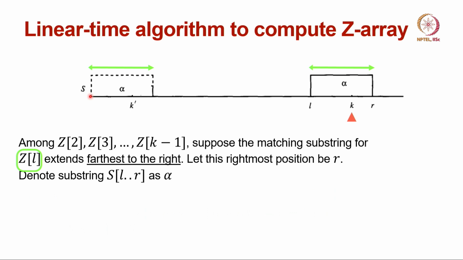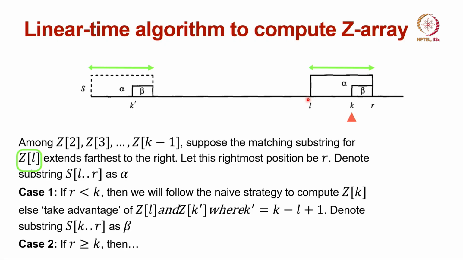So, in this case I am defining this notation L. Among these Z2, Z3, until Zk minus 1, let ZL be the value whose matching substring extends farthest to the right, and also let this rightmost position be R, right. So in this case ZL extends until position R. We will also denote this particular substring corresponding to ZL as alpha. So this substring that matches the prefix of S we will be denoting as alpha. Okay, so these L and R notations are going to be critical now.